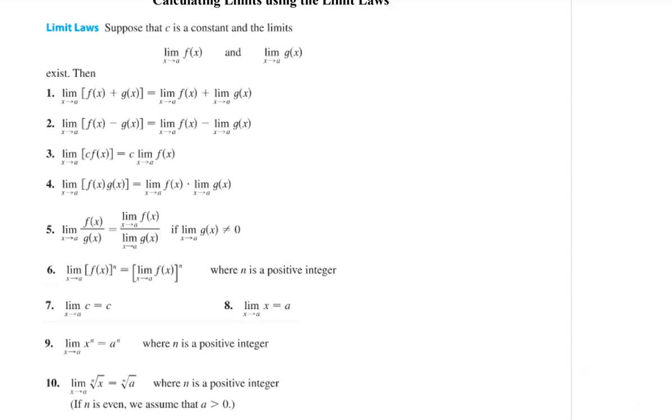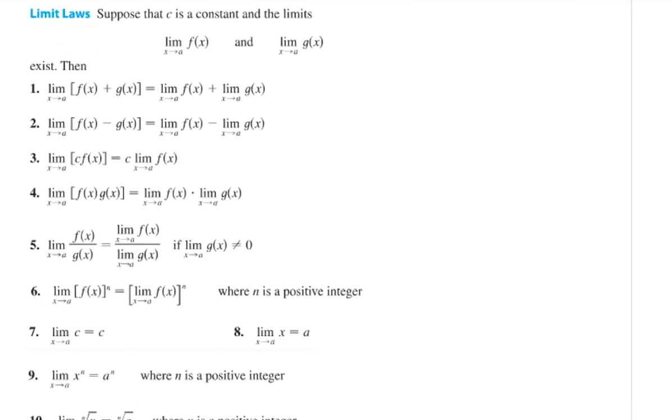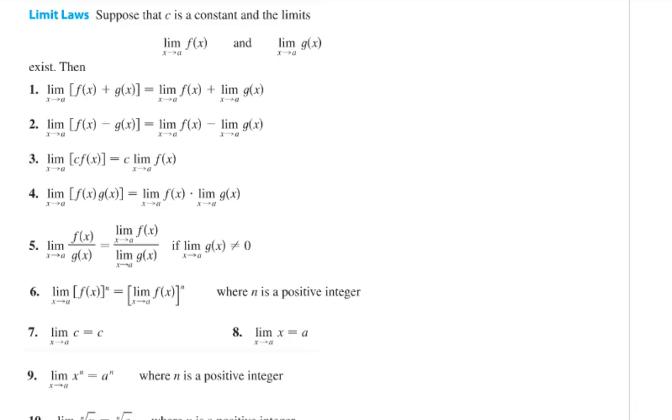So here are the laws themselves, and it looks pretty complicated. These are the first few laws, but basically, it's just common sense for some of these. Like, for example, if you have the limit of two functions added together, you just add the limits together. In other words, you can think of the limit property as being distributed through. Same thing with subtraction, it's just distributed through.